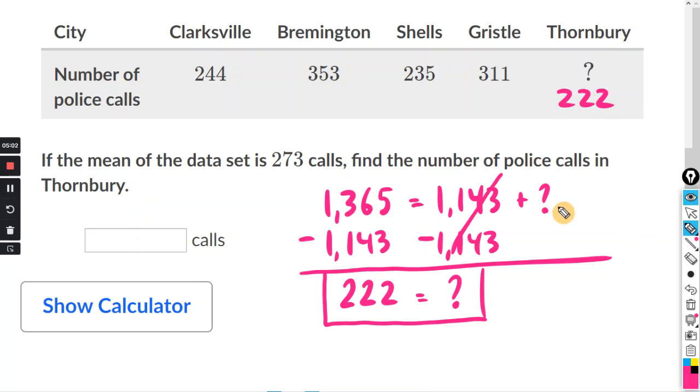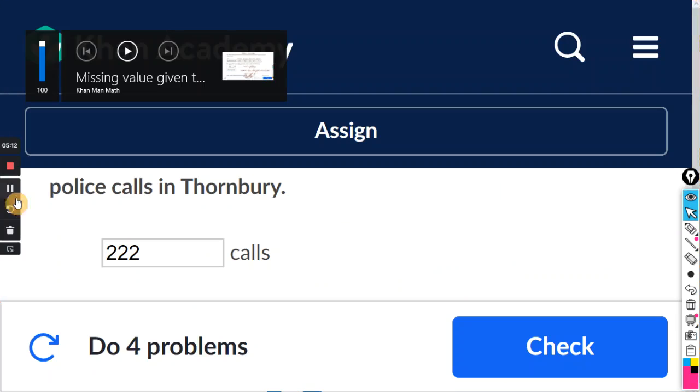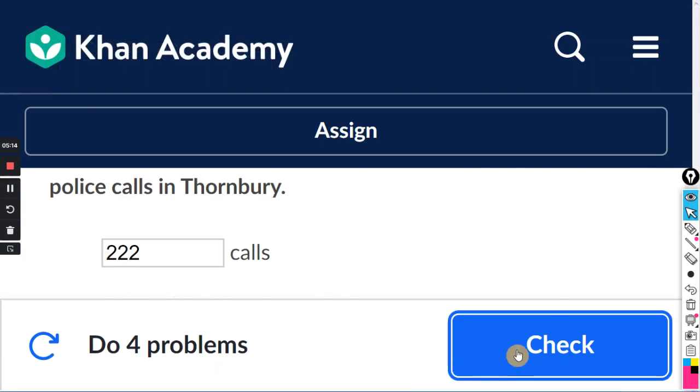It looks like it makes sense because it's pretty close to these other values. So I'm going to go for it, 222 in the box. All right, 222.